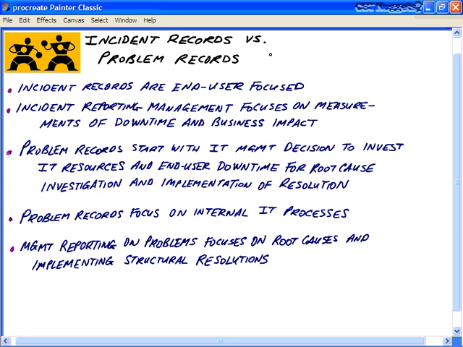Next, we want to look at an important differentiation in the area of incident management, and that is incident records versus problem records. And before we even discuss the record aspect, because recording and monitoring is a huge part of incident management, we want to define the difference between incidences and problems, okay? Well, we've already defined incidences, but a problem, this is a very important factor, a problem is the unknown underlying cause of one or more incidences.